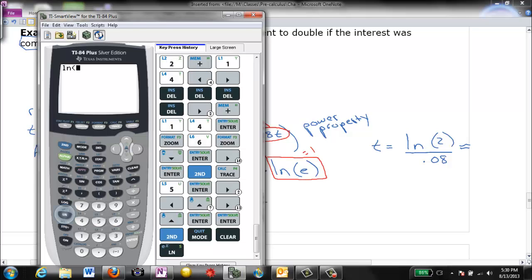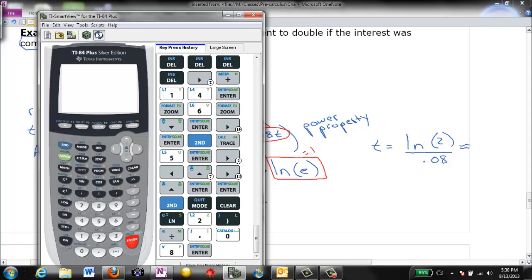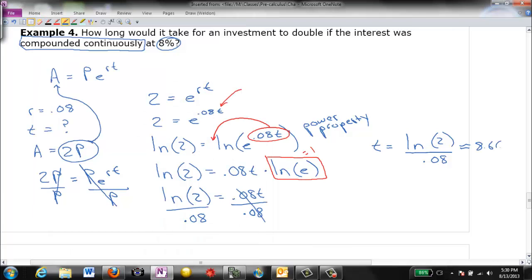Okay, so I'm going to hit the natural log of 2 and I'm going to divide that by 0.08 and hit enter. So it's looking like 8.66, right? Yep, 8.66. So 8.66 years. Okay. So it would take about 8.66 years to double our investment.